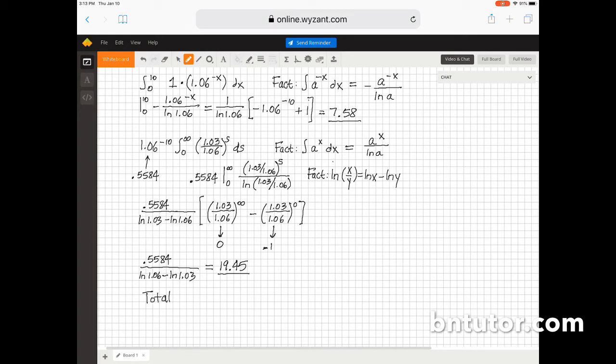We can add up these two underlined numbers of 7.58 and 19.45 to get a present value of 27.03, which is the present value that they were asking for in this problem.